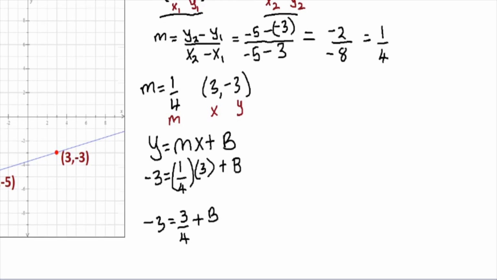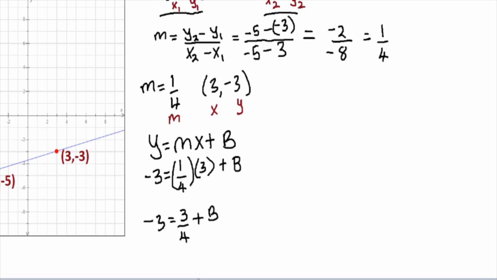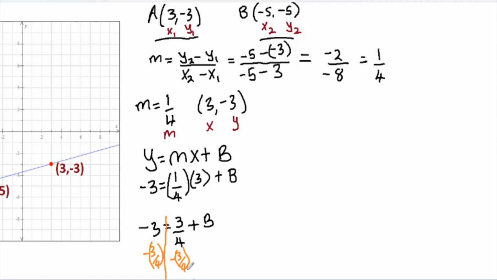What I have to do is subtract 3 over 4 from both sides of the equation. So I'll put my river, and then I'll subtract 3 over 4 here, and subtract 3 over 4 here. How do I do this? So I get negative 15 over 4. Let me bring it down here. So b equals negative 15 over 4.